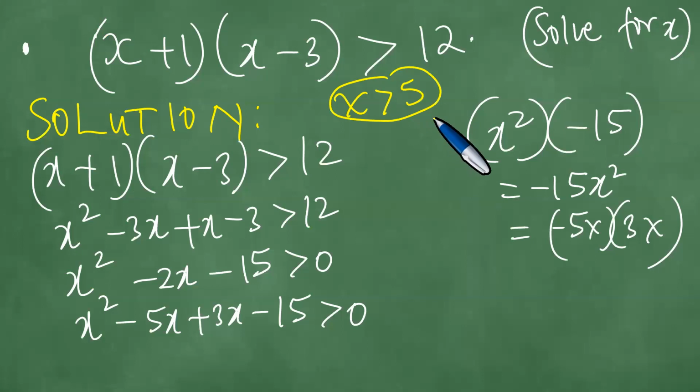Like when x is what? Maybe 6. You can pick 6. Then you put 6 plus 1. What is 6 plus 1? 7. And then here, when I have 6 minus 3, what is 6 minus 3? 3. And then you're going to have 7 by 3. What is 7 by 3? Okay, 7 by 3 is 21.